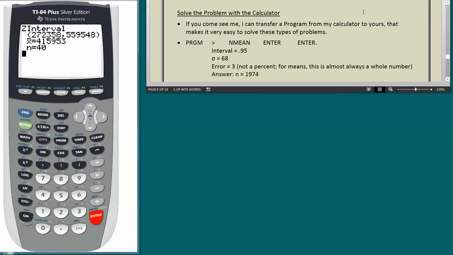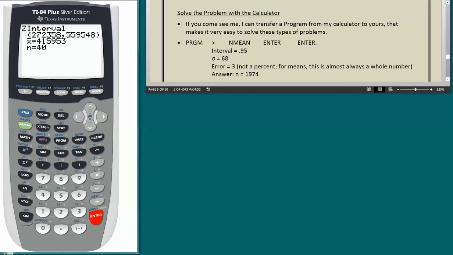There it is. So those are the variables you need in order to solve this problem. So we're going to solve this problem two ways, one with a calculator and one by hand. Let's see what it says here. If you come see me, I can transfer a program from my calculator to yours that makes it very easy to solve these types of problems. So let's assume you've got that program. And by the way, I haven't figured out how to put that program onto this online calculator, so I don't have the programs in this calculator.